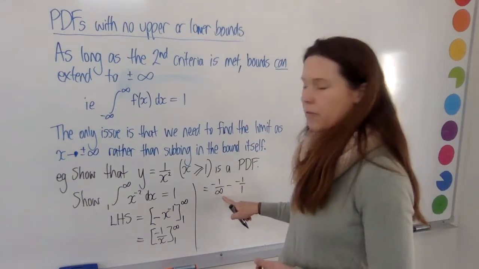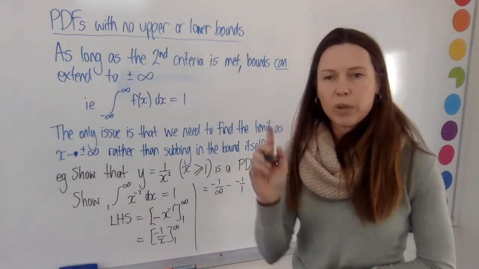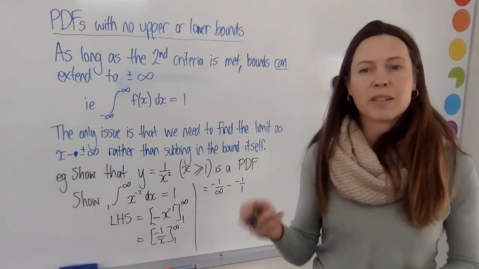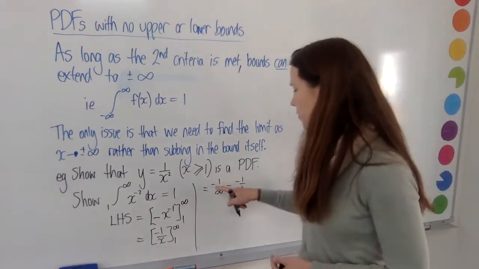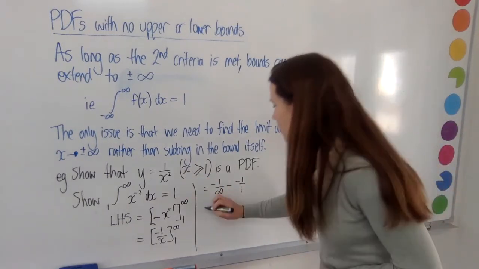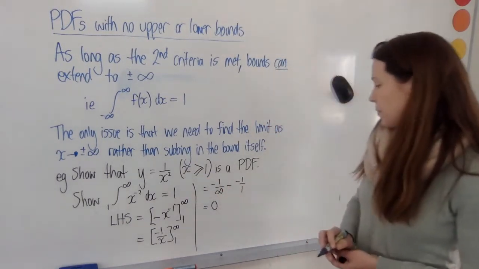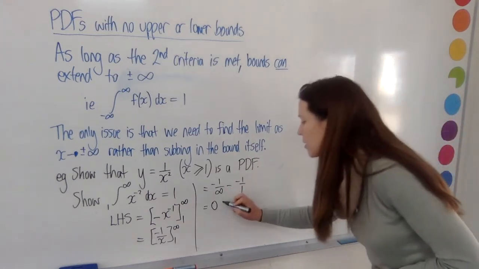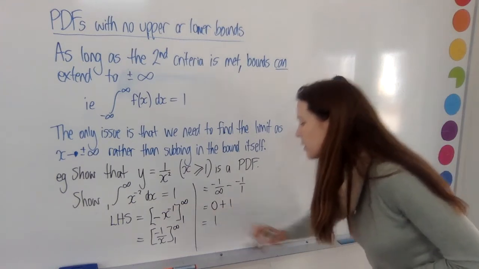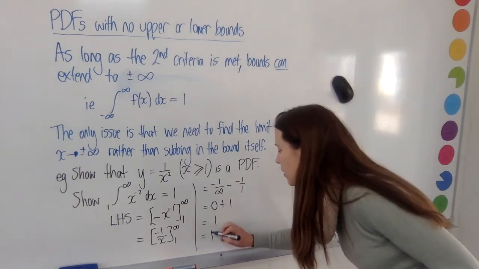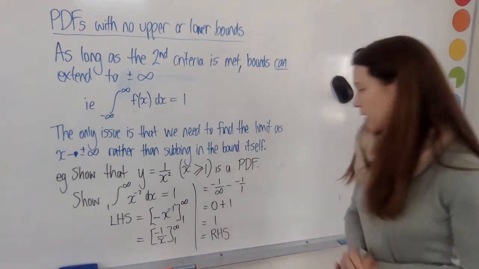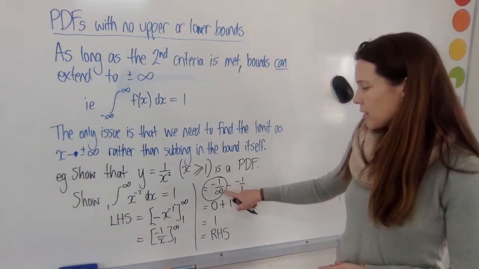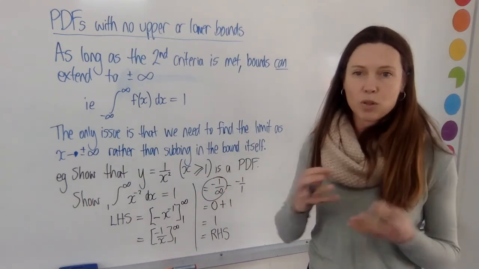Now, negative 1 over infinity is the part that we can't do, but we can reason that if you've got 1 over infinity, you've got a number that is as good as 0. Now, if it's negative 0 or positive 0, it doesn't really matter. This is effectively 0. And now here we are subtracting negative 1, which means that we are adding 1. And so we can see that sure enough, we get 1, which is equal to the right-hand side. So this part here was the only part that was a little bit tricky. We just needed to consider what happens when we have a fraction with a huge number on the bottom.